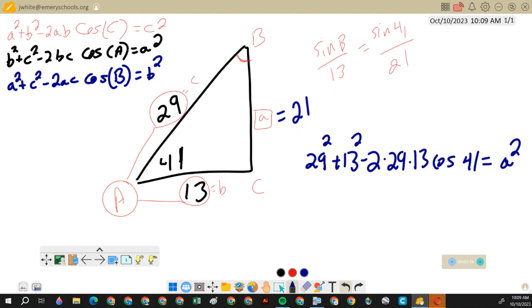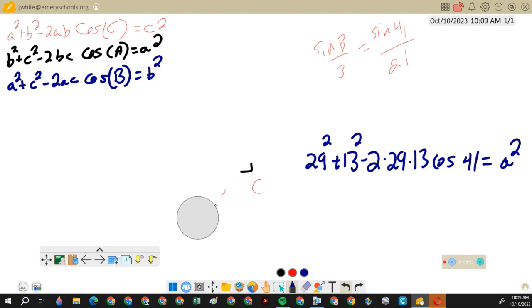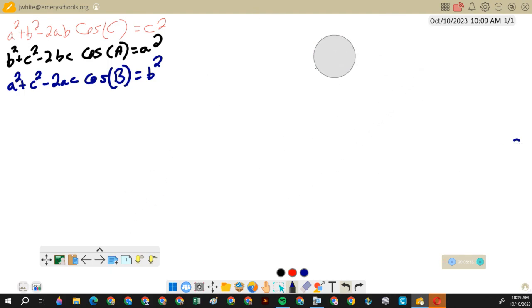You only have to use the law of cosines once. You could use it more than once, but the law of sines is more simple. So if you use the law of cosines once, then you can use the law of sines after that. Okay?